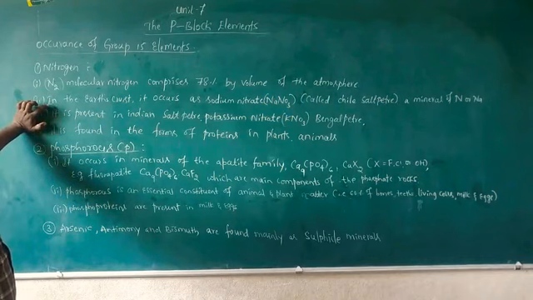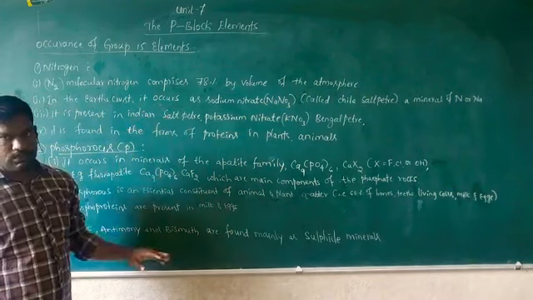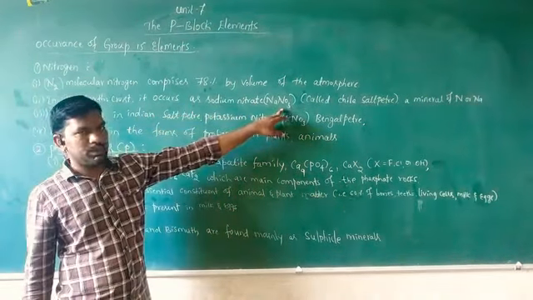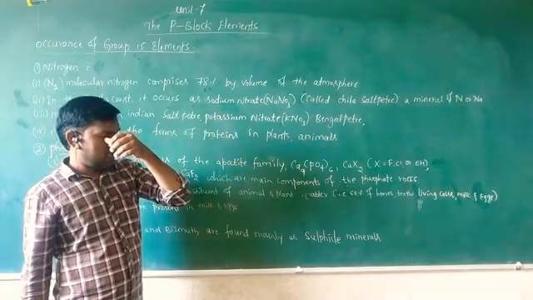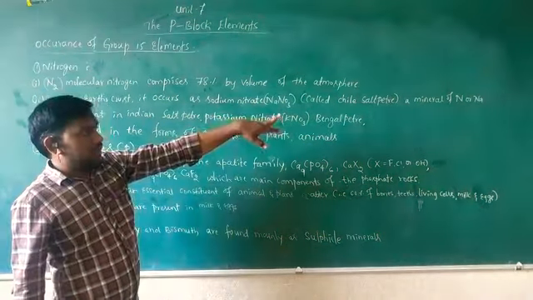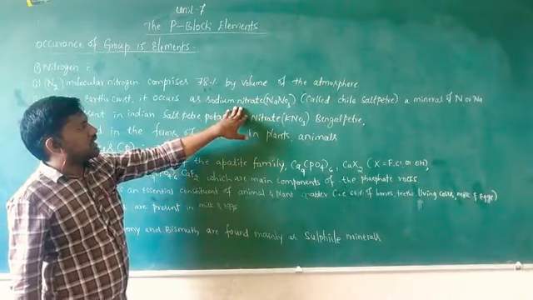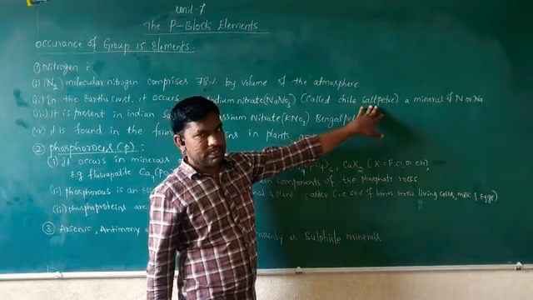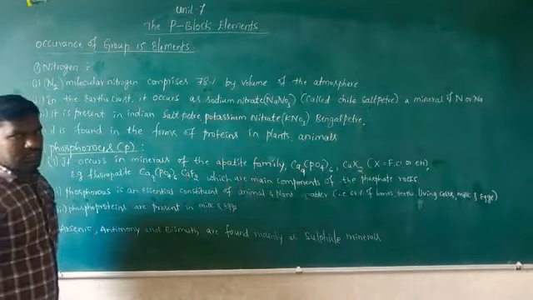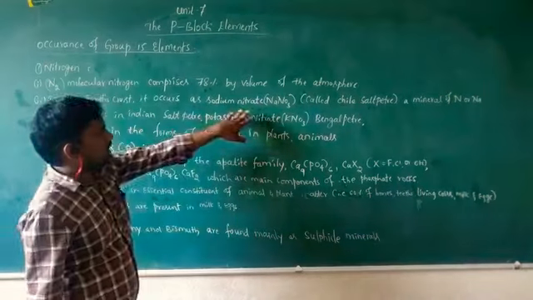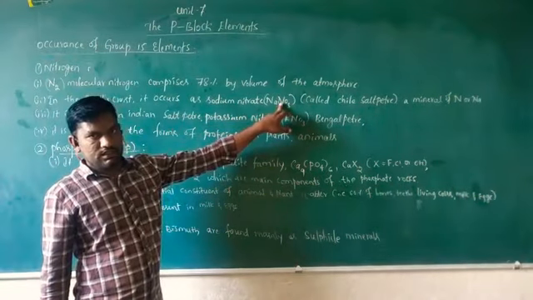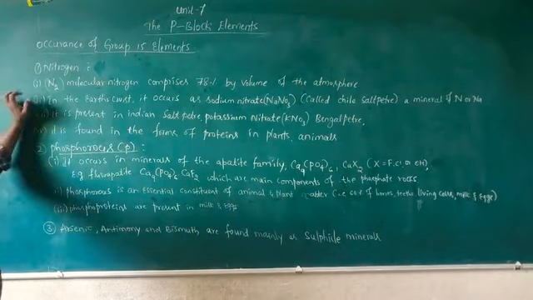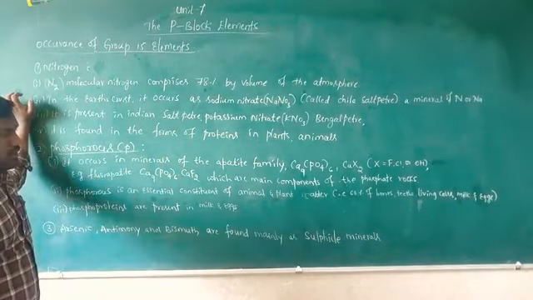Second, in the earth's crust, it occurs as sodium nitrate, NaNO3. Sodium nitrate is called Chile saltpeter. It is one of the minerals containing nitrogen. From that mineral, we can isolate the nitrogen.